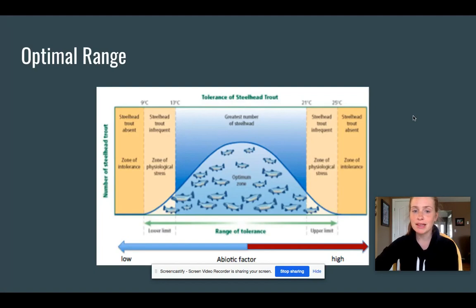If we look back at the tolerance of steelhead trout, we see that the optimal range is right in the middle here. And this is when the steelhead trout are basically perfectly content. They're not under any kind of stress.